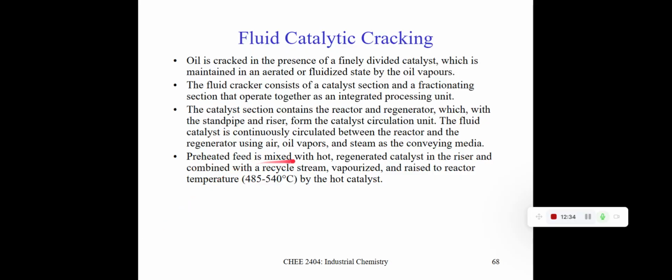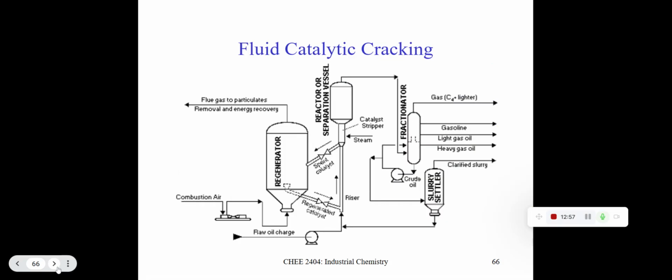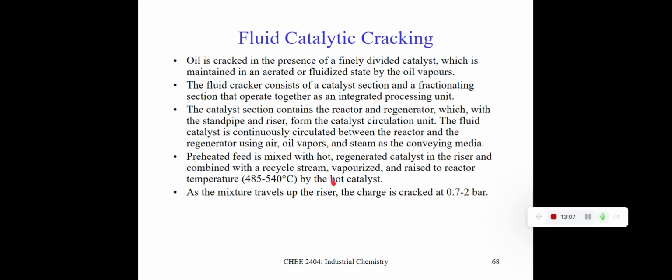So the preheated feed is mixed with the hot regenerated catalyst in the riser and combined with the recycled steam. Now this recycled stream comes from the heavy fractionator, the heavy residue, which is recycled back to the feed, right? And it will react at approximately 500 degrees Celsius with the hot catalyst. As the mixture travels up the riser, the charge is cracked at 0.7 to 2 bars.